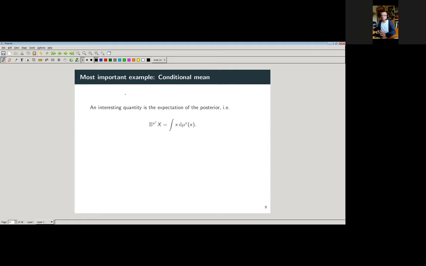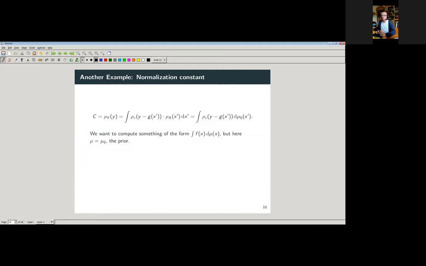Okay, the most important example we already looked at, an interesting integral, is the conditional mean. So what we can do is sample from the posterior and just compute the empirical average. And that gives us an approximation of this integral. That's the easiest example that we can think of. And another example is slightly different.